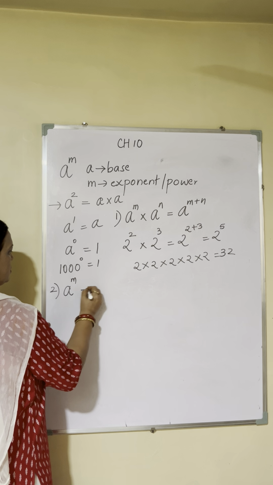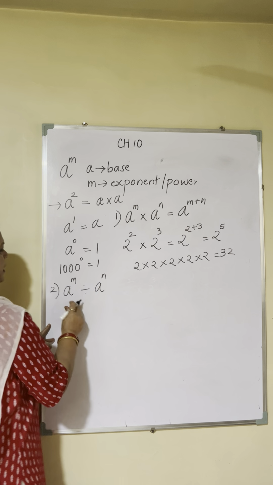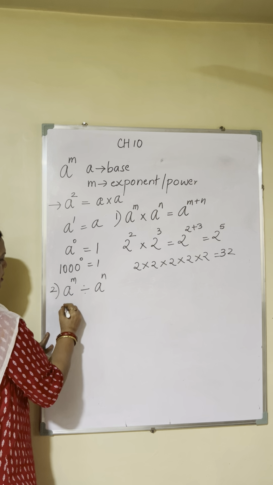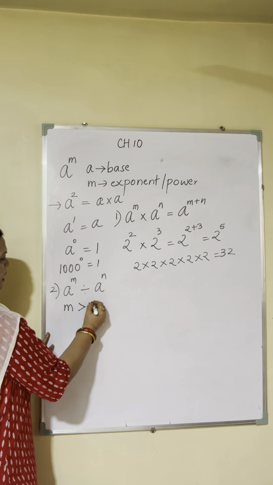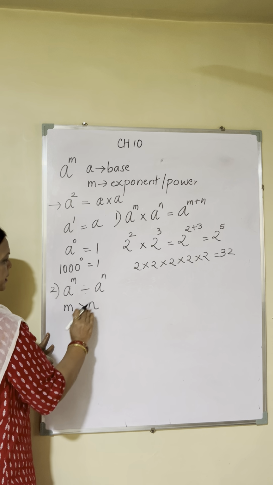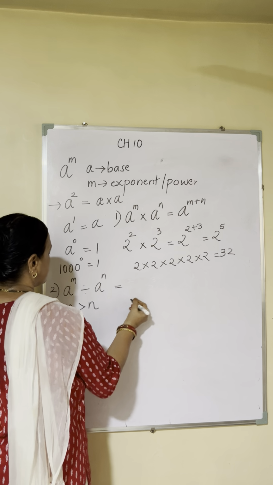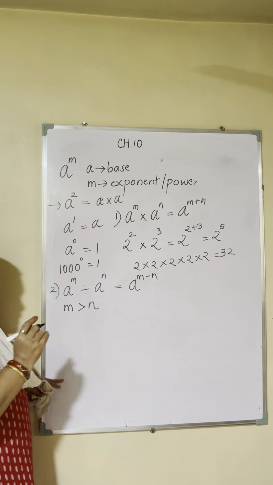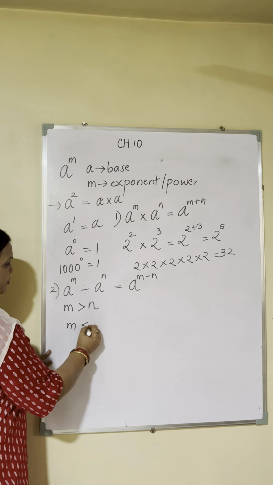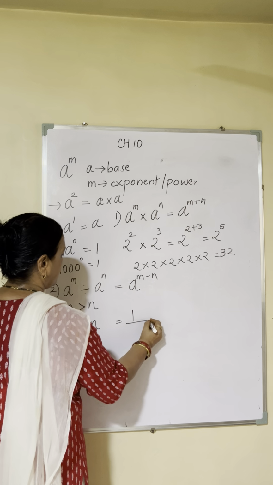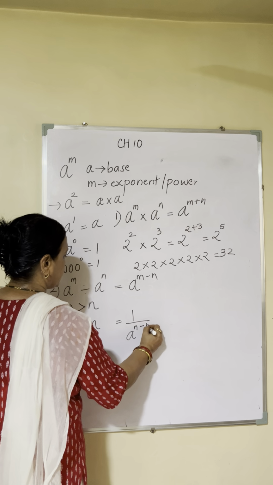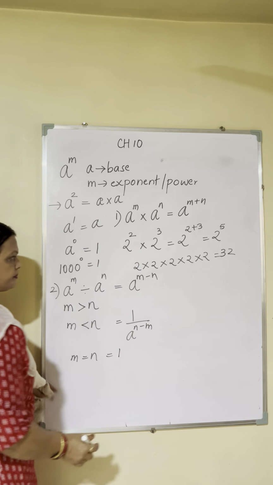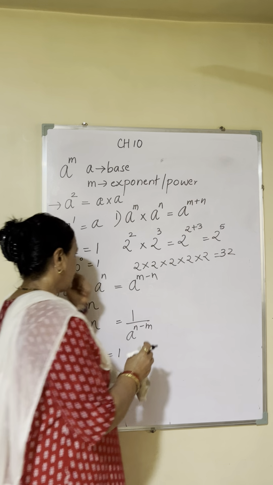Pay attention. Now which sign has come? Division sign. Okay. Numerator, denominator. If m is greater than n, then the answer is A raised to m minus n. If m is smaller than n, then the answer is 1 upon A raised to n minus m. If m is equal to n, then the answer is 1. Clear? Now we go to the third one.